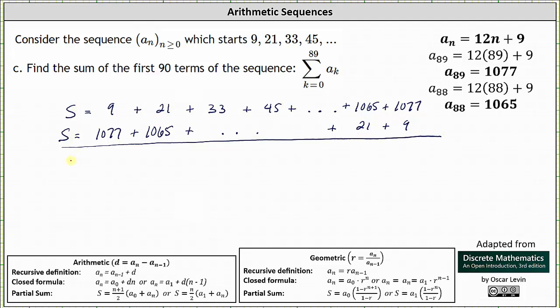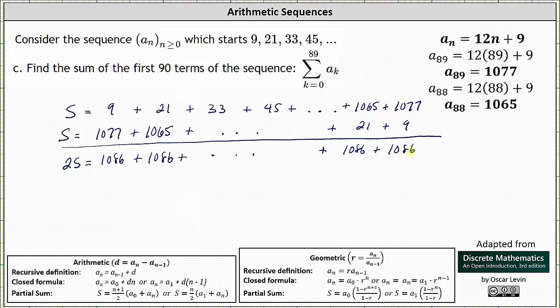S plus S is 2S. So we have 2S equals, on the right, we're going to get the same sum each time. Notice 9 plus 1077 is 1086, and so is 21 plus 1065. So here we have a bunch of sums that are equal to 1086. Notice even here on the end, 1065 plus 21, again, is 1086. So the question is, how many 1086s do we have?